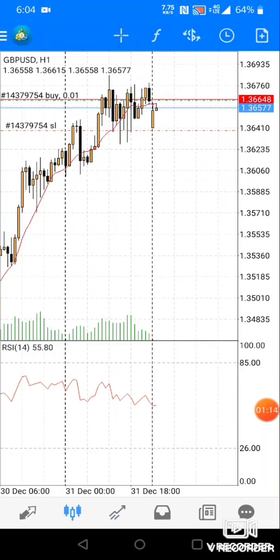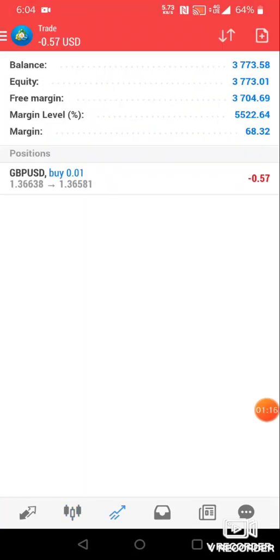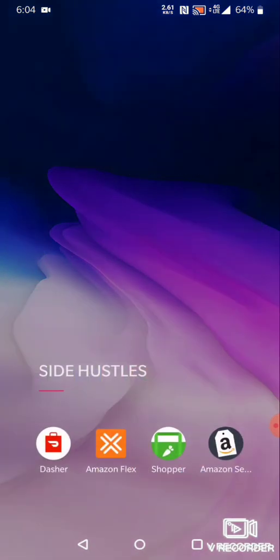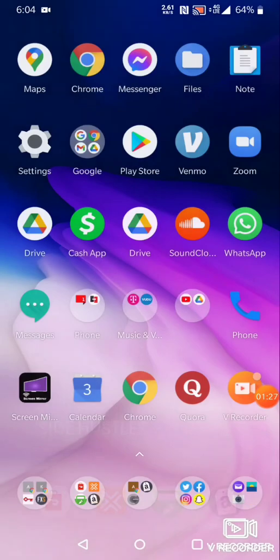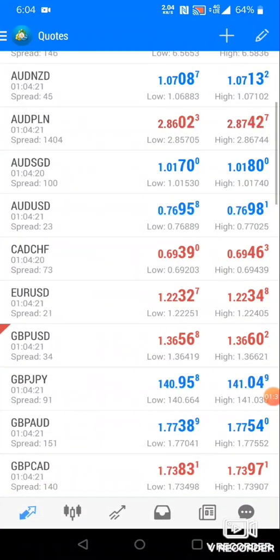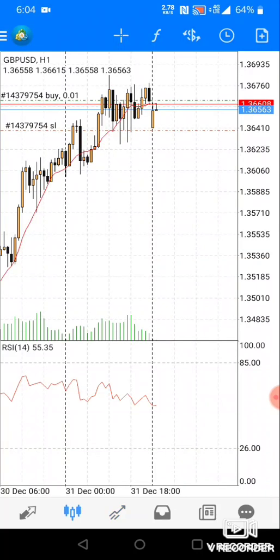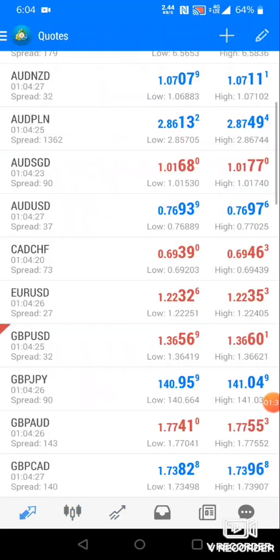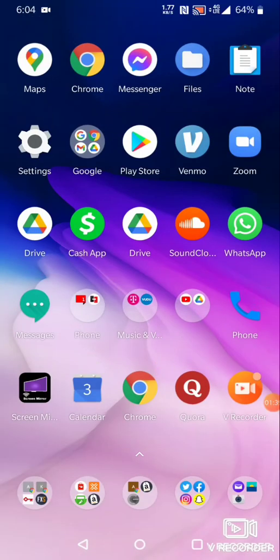GBP USD. Let's see what's going on. It's a pretty slow Sunday, so things are just taking place. See how things go. If you can post your profit, you can also post your disadvantages, but that's how we get better. We live and learn.